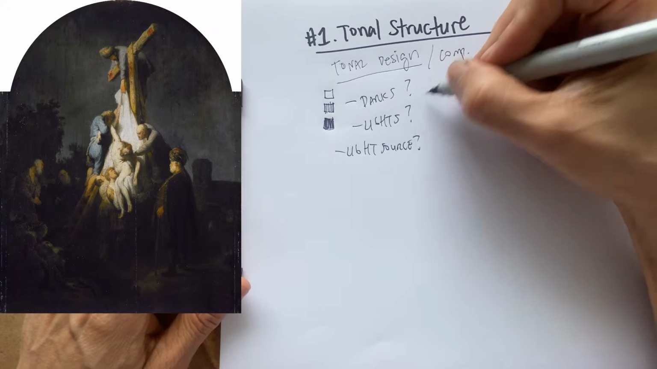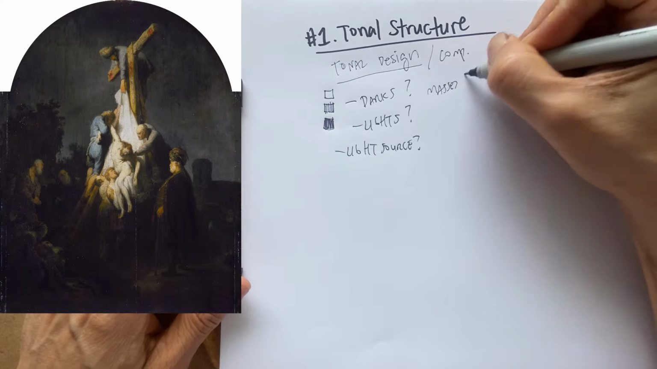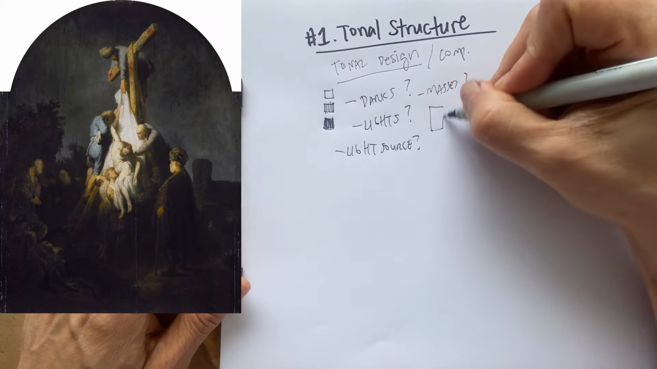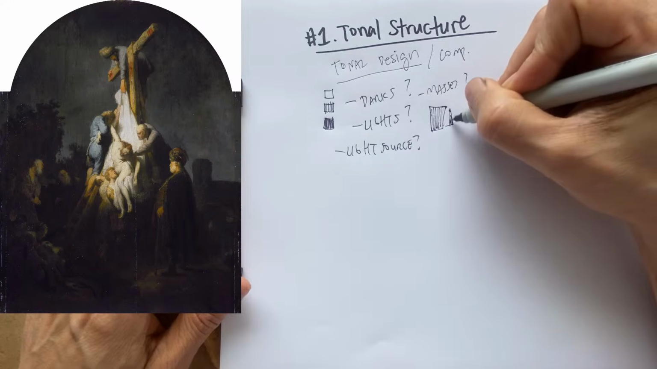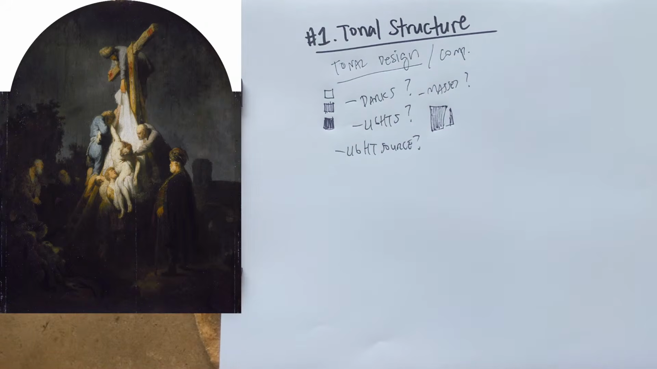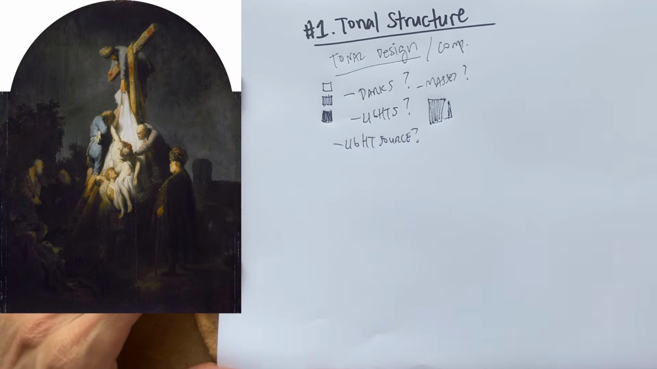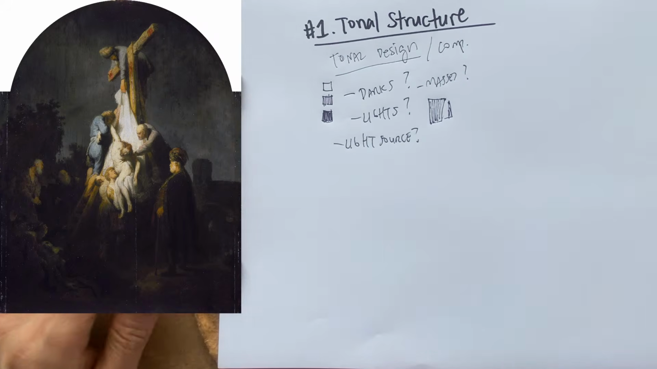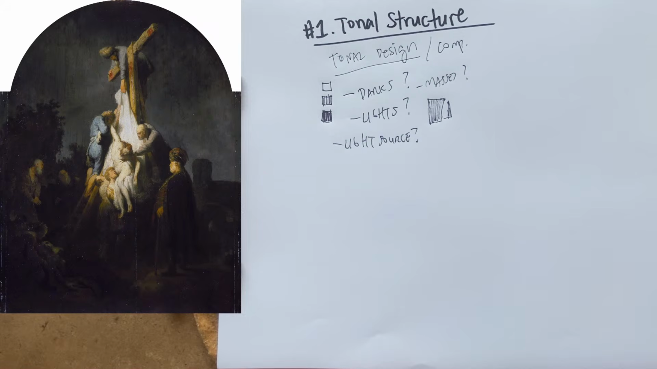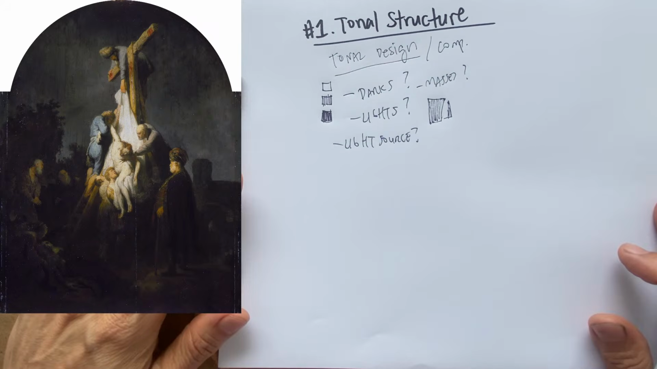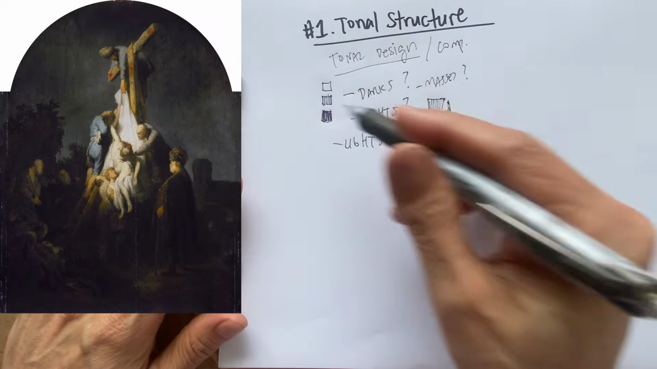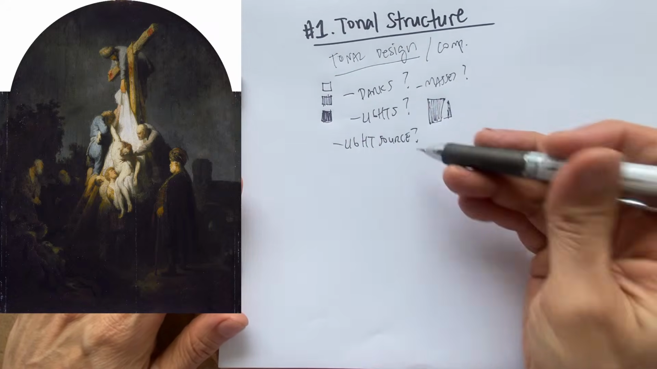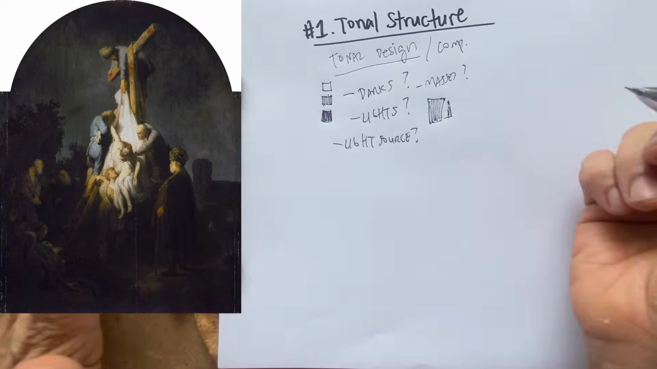What are the dark masses? Are the masses mostly dark? Are the masses mostly light? These are the questions that I ask when I do a tonal structure study. So let's do one now, and I'll just quickly demonstrate. I'll go into more detail in each individual lesson. We'll do a whole lesson on tonal structure, tonal design, tonal composition.